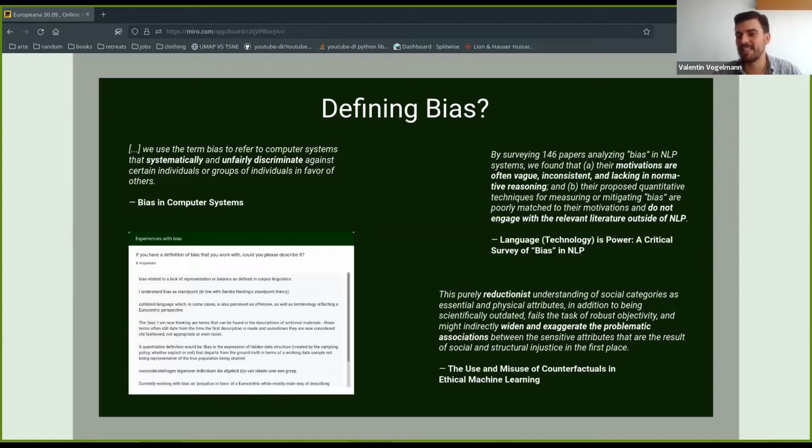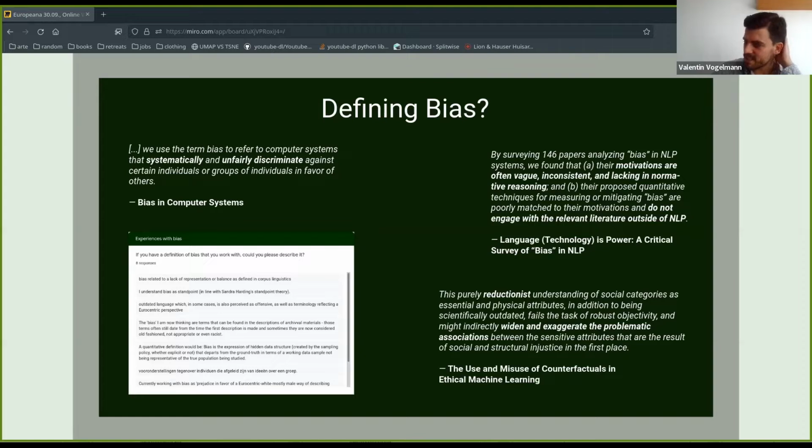And what it eventually leads to is that we have 146 papers that all have their own intuitive definitions of what bias is, but they're mostly vague, mostly inconsistent, and they can't really be brought together or compared in a meaningful way. That's problem number one. And then problem number two, that's the second paper that I'm citing, The Use and Misuse of Counterfactuals in Ethical Machine Learning.